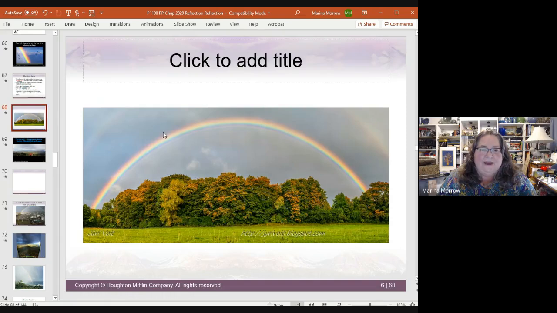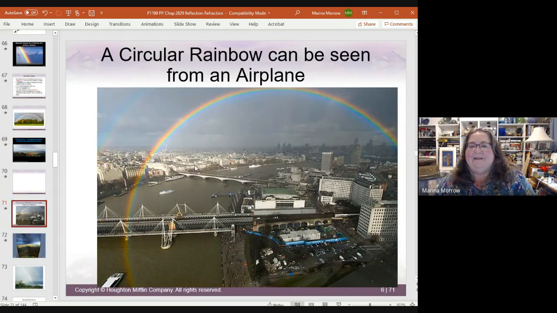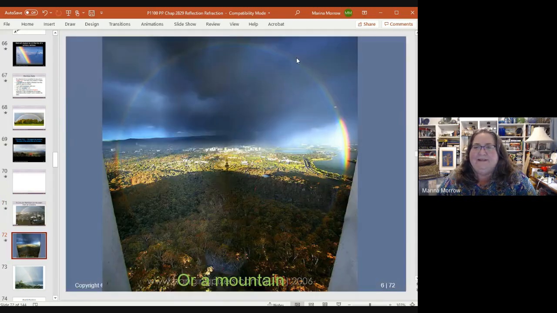Okay, so red on top. Here's a lovely rainbow. As you go higher and higher, you will see more of the rainbow. And if you're in an airplane, you might see a completely circular arc. Or here is one that's taken probably from on top of this tower here that you can see the shadow of. So it's, for instance, on top of a mountain, on top of a tower. And then you can see a complete circular arc here.